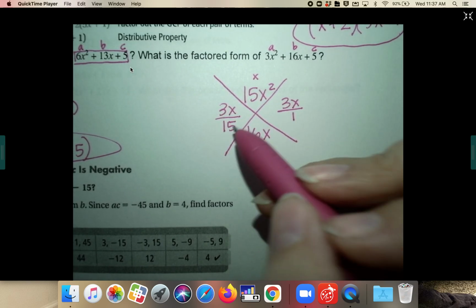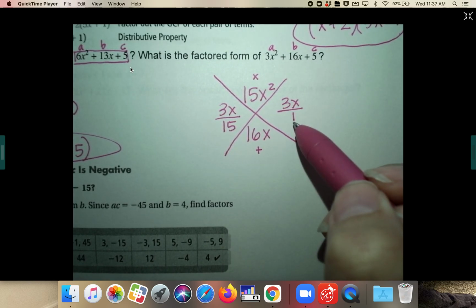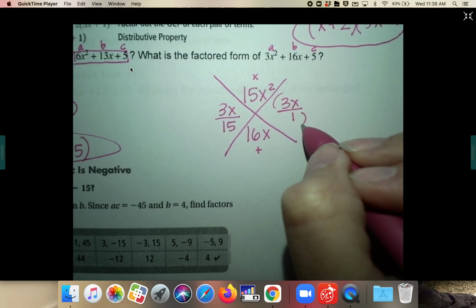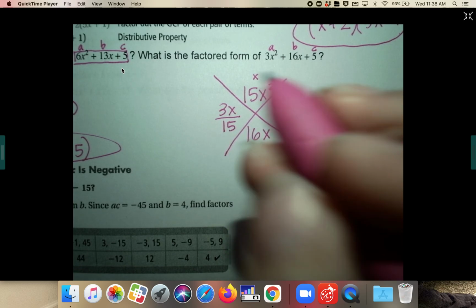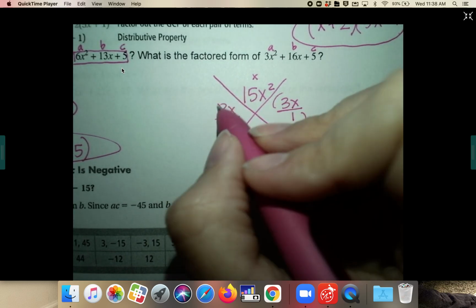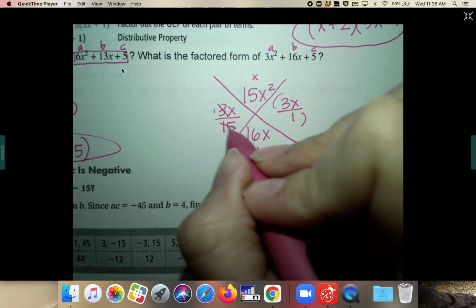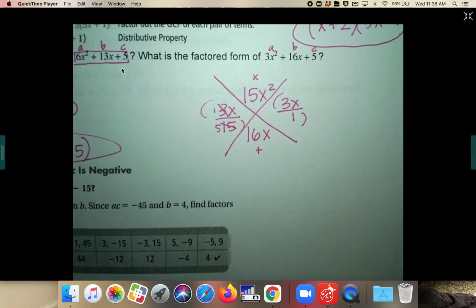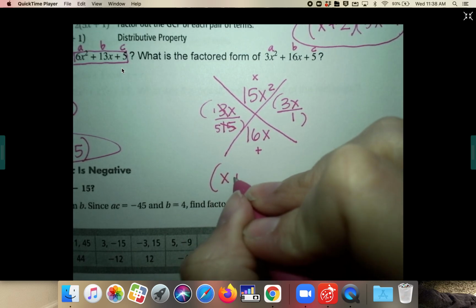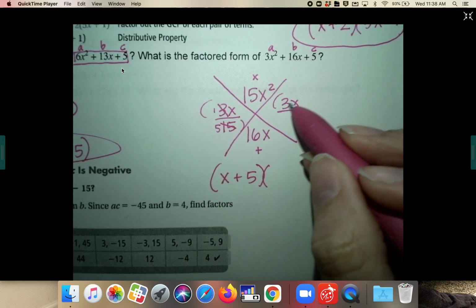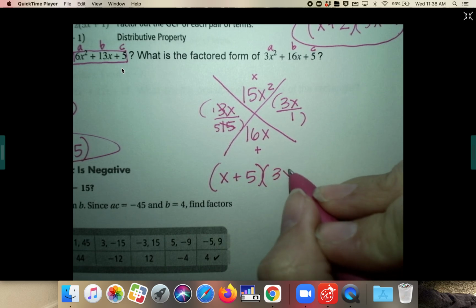We just have to simplify fractions if you can. You can't simplify that one, so that one's done. But this one you can. 3 and 15 both divide evenly by 3. So 3 divided by 3 is 1. 15 divided by 3 is 5. So our answer is 1x plus 5 and 3x plus 1.